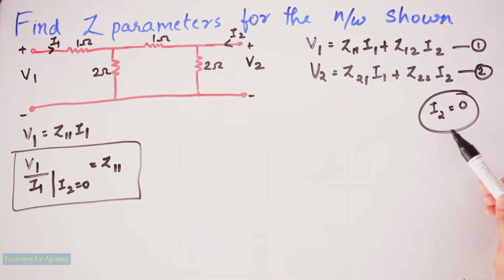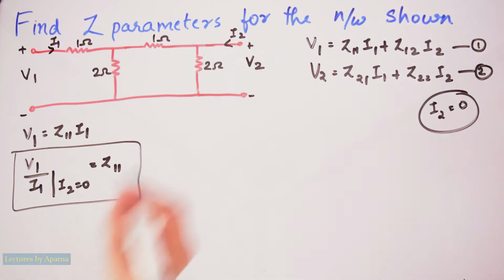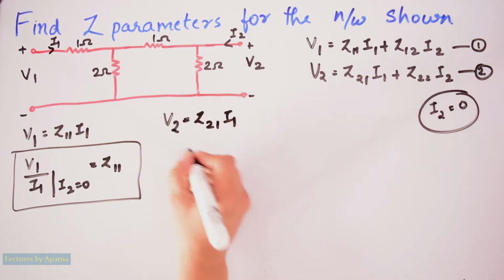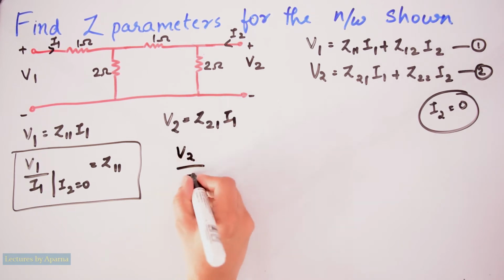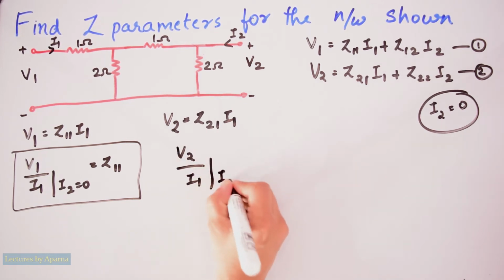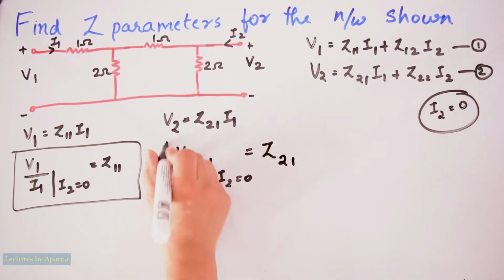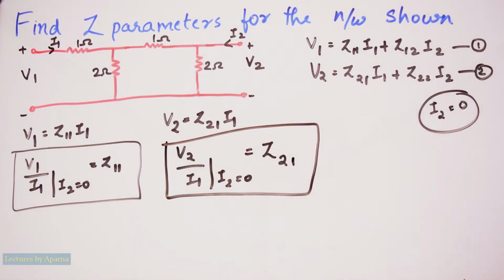And when you put I2 equal to 0 in equation 2, it will become V2 is equal to Z21 I1, or V2 by I1 when I2 equal to 0 will give Z21. So if you find these two, you will be able to get Z11 and Z21.